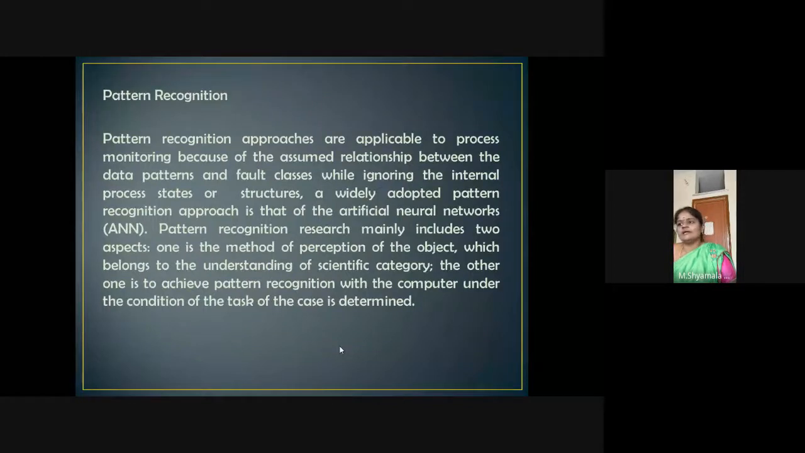Next one is pattern recognition. Pattern recognition approaches are applicable to process monitoring because of the assumed relationship between the data patterns and the fault classes, while ignoring the internal process states or structures. A widely adopted pattern recognition approach is the artificial neural network. Pattern recognition research mainly includes two aspects. One is the method of perception of an object, which belongs to the understanding of scientific category, and another one is to achieve pattern recognition with the computer under the condition that the task of the case is determined.